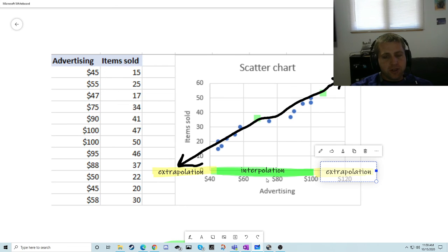So an interpolation is a good prediction. An extrapolation, we still use them, but it's typically not as reliable. Interpolations are quite reliable usually.